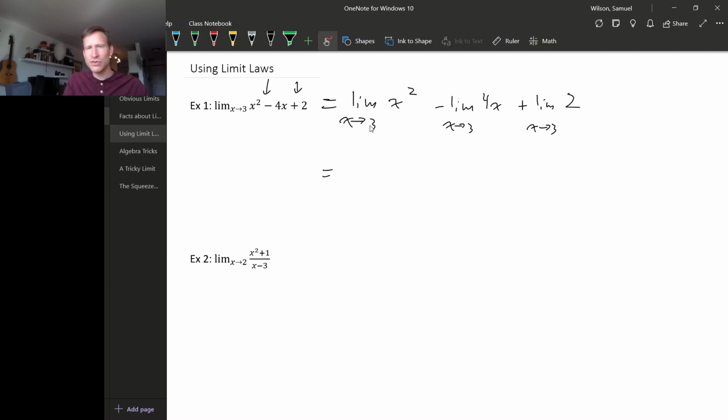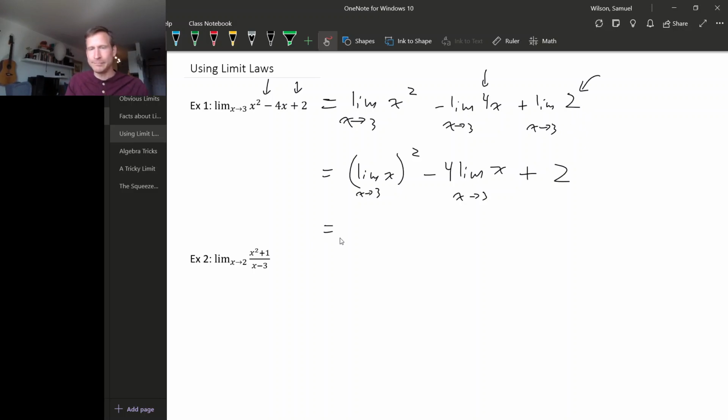All right, well now for this first piece we have an exponent, and the exponent is a constant, so we can move that constant outside of our limit. That's the exponent rule. So the square of the limit as x goes to 3 of x. In this second piece we have a constant multiple, so we can just move that constant multiple outside. So 4 times the limit as x goes to 3 of x, plus, and then for this last piece, this is one of the cases that we know, right? The limit of 2 is just 2. Remember, the limit of a constant is just the constant.